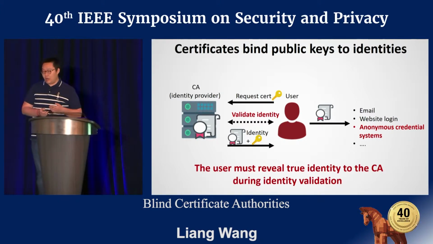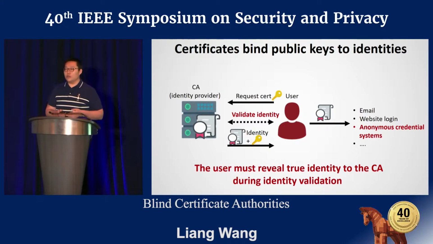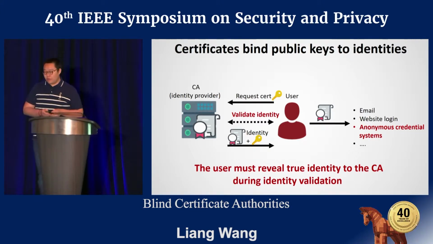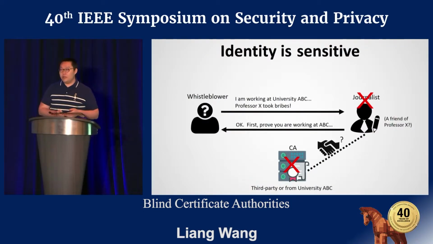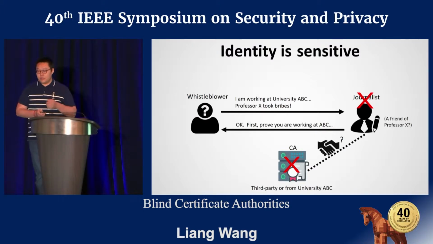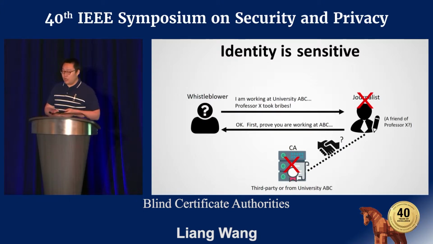But in all existing systems, identity validation, also called user registration, reveals the true identity of users to the CA. In some scenarios, the user may not want anyone to know her real identity.